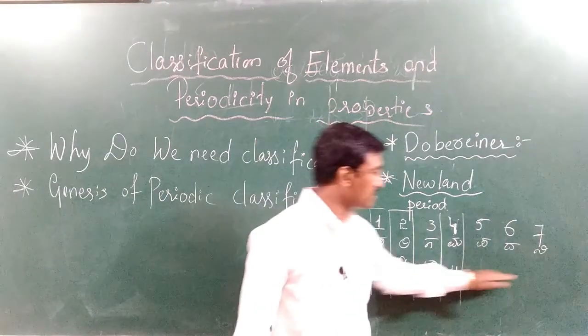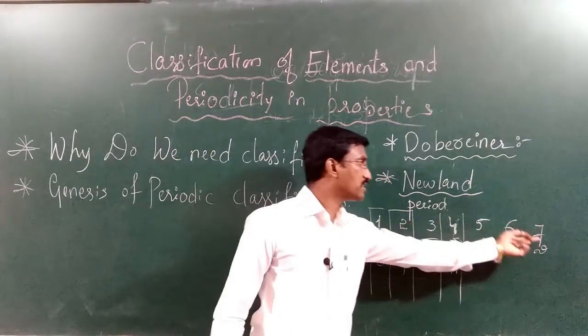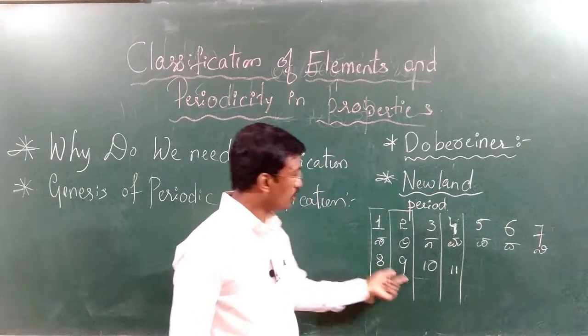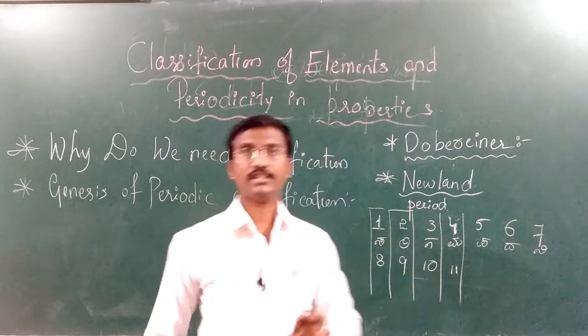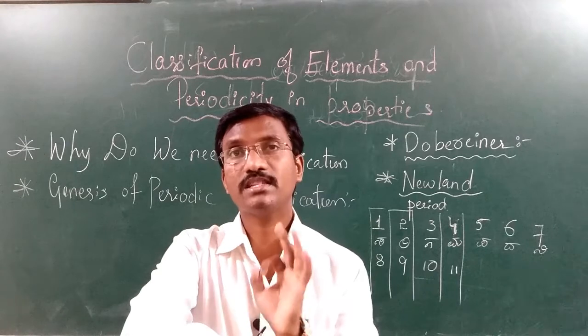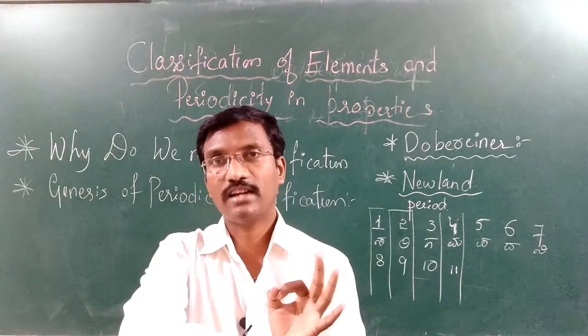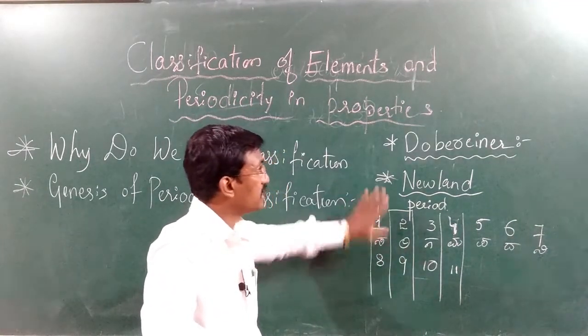Here also atomic mass is increasing. But how is he repeating? For every element, soon after the 7th, the 8th he is placing below. Again from 1, 2, 3, 4, 5, 6, 7, the 8th he is placing below. So he said that every 8th element is having similar properties to the first one. This statement is called Newland's law.